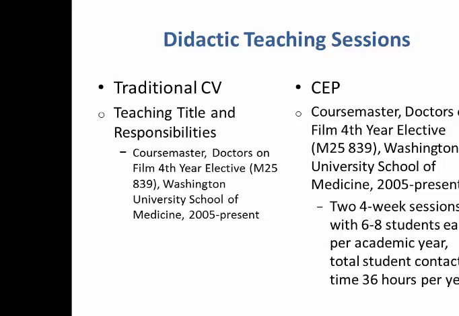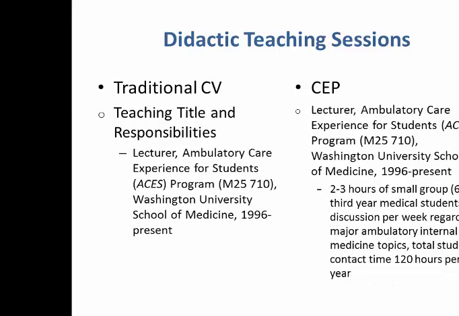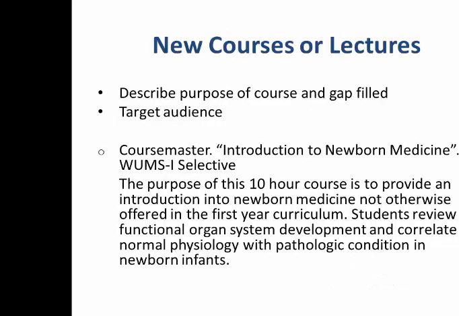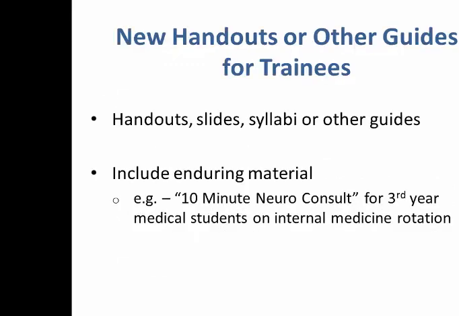So again, here's kind of an example of the difference between what's in a CV and what's in a CEP for if you're the course master for an elective, a selective, or a big pathophysiology course. So this is not rocket science. The same thing, here's another example. And the same for if you develop a new course or a new elective, you describe what it is and how many people took it and how successful it's been.